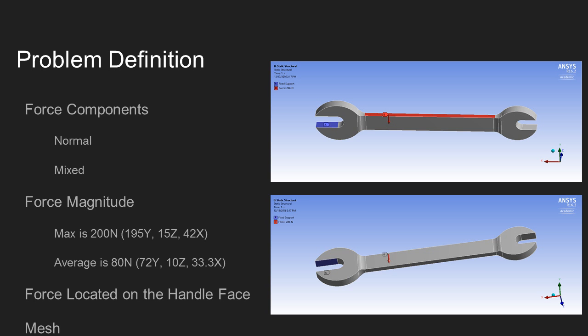Force magnitudes are split between max and average. Average load is standard use. Max is when someone's really trying to turn that and puts in all the force that they can into it. Mesh size is 1 millimeter and hex dominant mode was used.